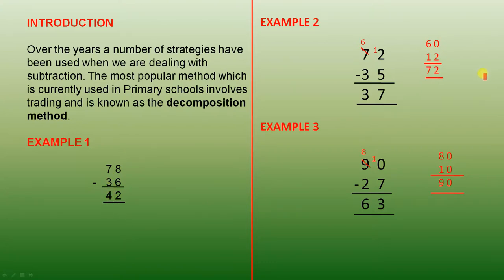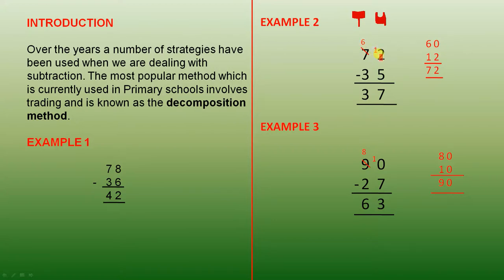Example 2 requires trading. You remember the first column here is the units column, or the ones column, and the second column is the tens column. So 2 take away 5, that won't work, so we trade, which means that from the tens column, which is this one, we borrow 110. Now, because we've taken 110 away, that is no longer 7 tens, it is only 6 tens. And that's basically how it works.